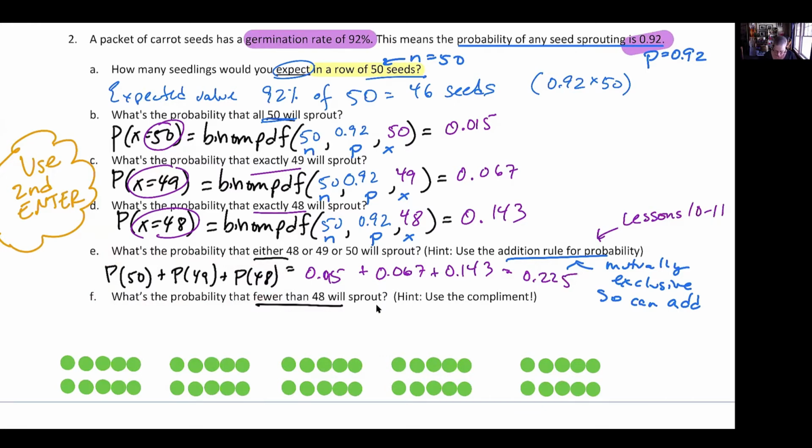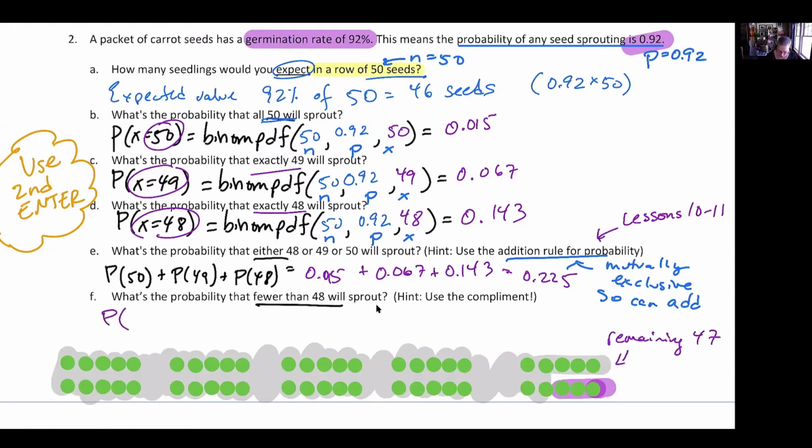So the probability of fewer than 48 will sprout. We're going to use that complement. What's nice is this is a binomial, so they're discrete. So we just found the probability of 48, 49, or 50, which is those three. Here I have 50 green dots representing each of the germination rates of all 50 seeds. We just found the purple bit. What we want to find now in F is the probability of any of these sprouting. So that's the remaining 47.